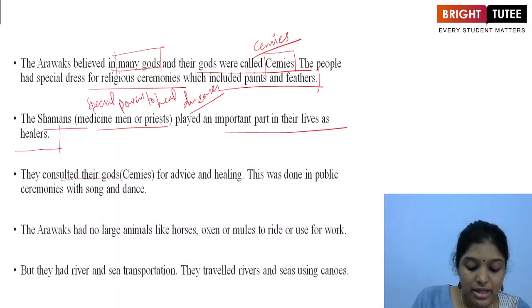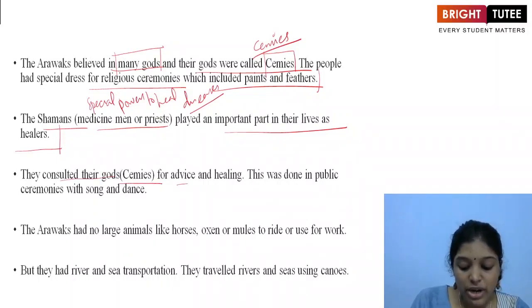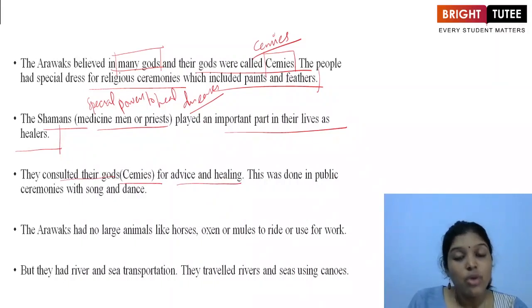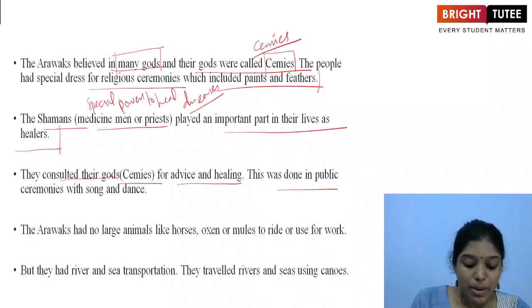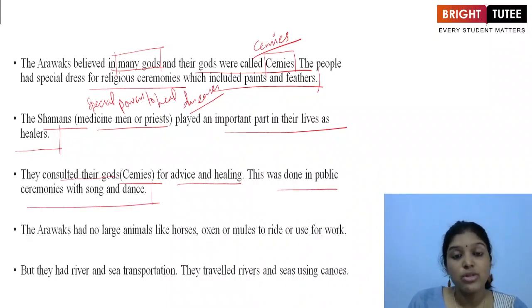And they consulted their gods, that is semis, for advice and healing. Along with the shamans, they always depended on their gods, who they believed had the power to save or heal them. And this was done in public ceremonies with song and dance. So the prayers, as we see in today's communities also, were done in public places which included songs and dance.